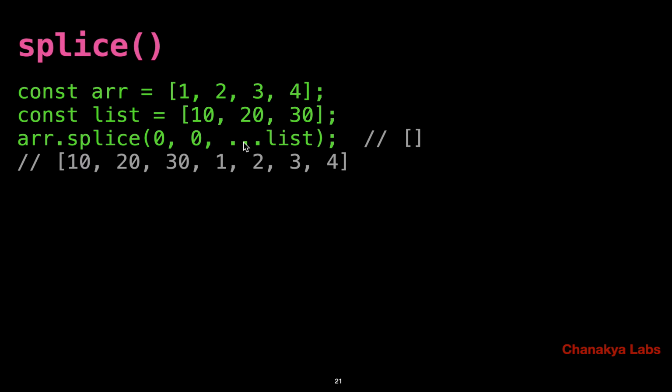Now let's see what it does. Basically 0 0 and then 10 20 30 is pasted here. What does it mean? I have to start from index 0. I don't have to delete anything. The delete count is 0, so I will not delete anything, and that's why it will return an empty array. And I have to insert all these at index 0, which means at the beginning, I have to insert 10 20 30, and that's why the correct answer is 10 20 30 followed by 1 2 3 4. Nothing is deleted. So this is the final answer.